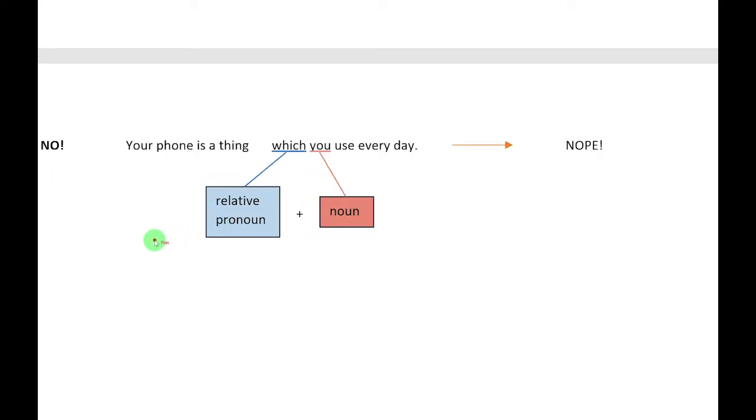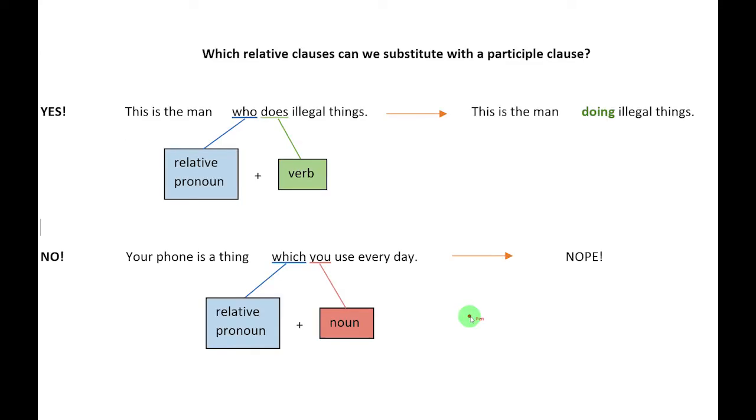Okay, and here's the case where it doesn't work. Okay, so in this relative clause, your phone is a thing which you use every day. We have a relative pronoun plus a noun, you. Okay, so a relative pronoun plus a noun does not work, cannot be substituted with a participle clause. Okay, so we have the first rule. We can only substitute relative clauses which have a relative pronoun plus a verb. Relative pronoun plus noun does not work.